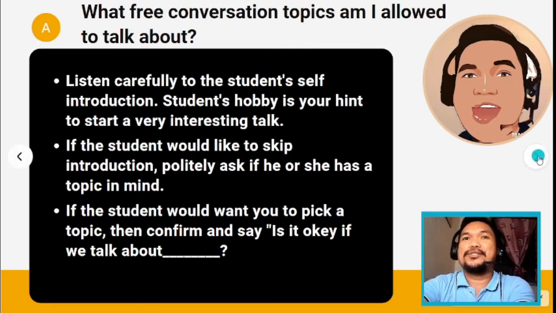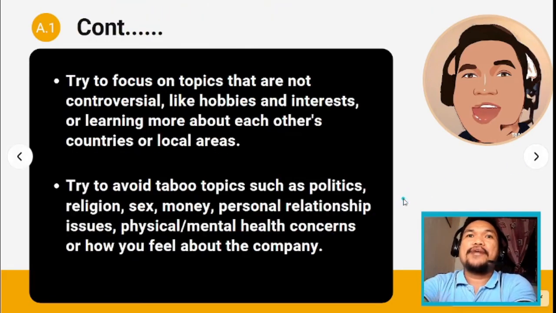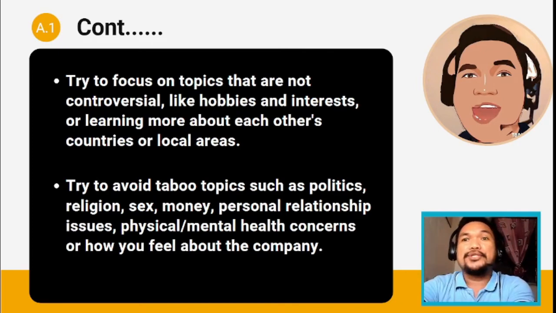So you need to always confirm and coordinate with your students, and try to focus on topics that are not controversial, like hobbies and interests, or learning more about each other's countries or local areas. Those are some interesting topics. Then try to avoid taboo topics such as politics, religion, sex, money, personal relationship issues, physical or mental health concerns, or how you feel about the company. So no to that.